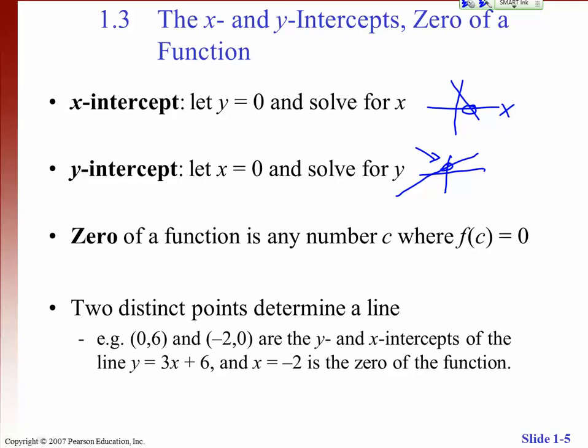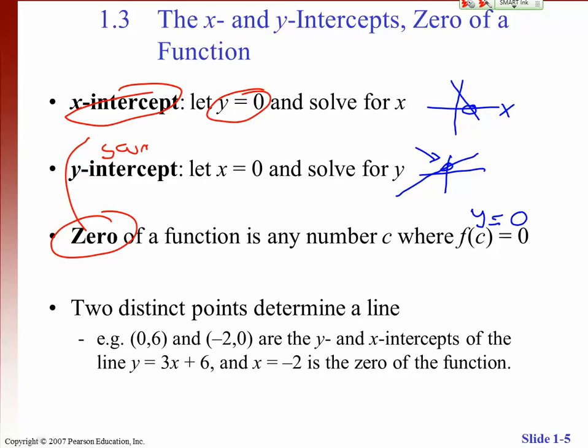And also the zero of a function. You may or may not have talked about that in algebra, probably not, but remember this is the function notation, so it's again where y equals 0. Okay, so where did we see that before? Well, we saw it right up here, right? y equals 0. So the x-intercept and the zero of the function are the same thing. Okay, so they're the same.